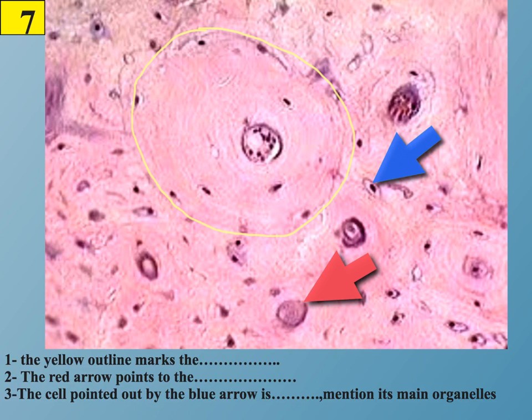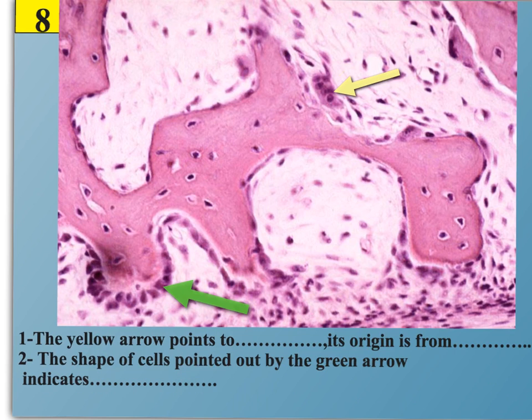The yellow outline marks the Haversian system. The red arrow points to the Haversian blood vessel inside the Haversian canal. The cell pointed out by the blue arrow is the osteocyte. And mention its main organelles. This cell is synthesizing protein, so the main organelles will be the rough endoplasmic reticulum and the Golgi apparatus together with the mitochondria. The yellow arrow points to the osteoclast. Its origin is from monocyte.